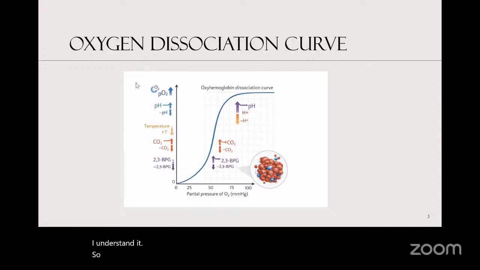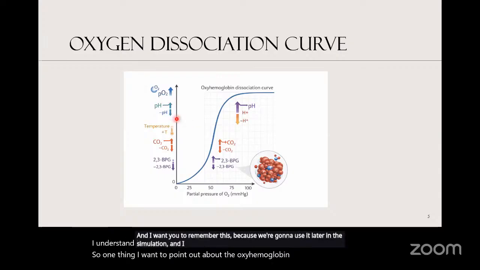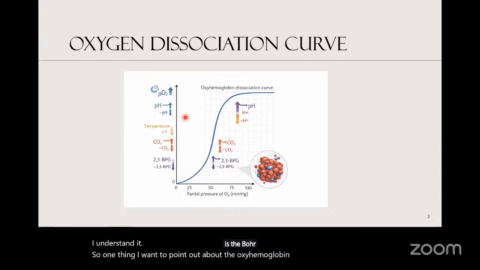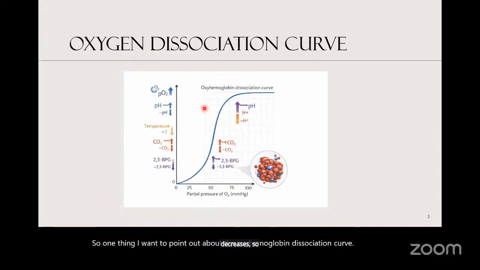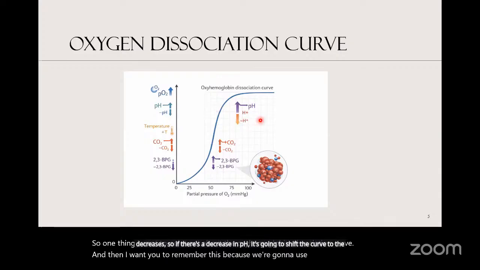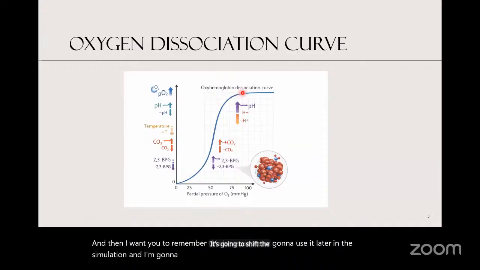is, and I want you to remember this because we're going to use it later in the simulation that I'm going to show you, the Bohr effect, which says that as the pH decreases, so if there's a decrease in pH, it's going to shift the curve to the right. If the pH increases, it's going to shift the curve to the left. And we also have the conditions for oxygen, CO2, and 2,3-BPG.